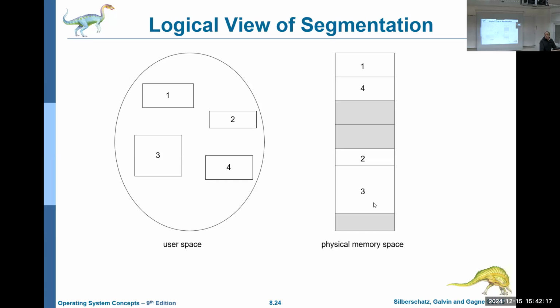If we had a relocation register, we could just add a number to it, but we can't do that now. Why can't we do that now? Because it's all over the place. What number are you going to add? If it's here, you have to add one number, and if it's here, you have to add a different number.